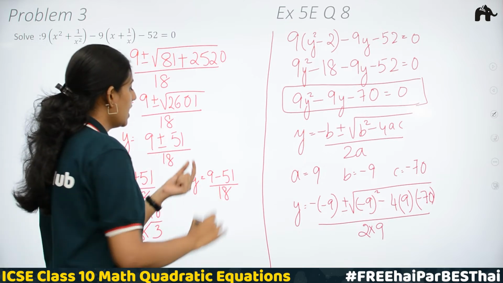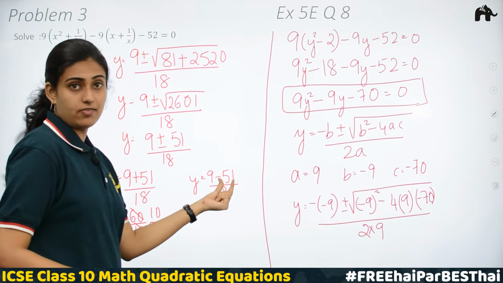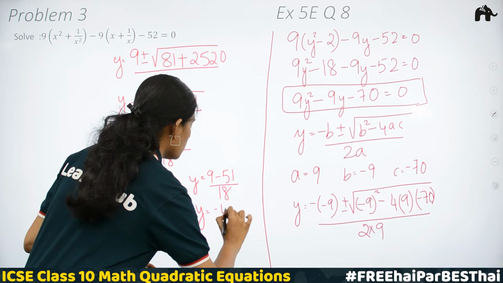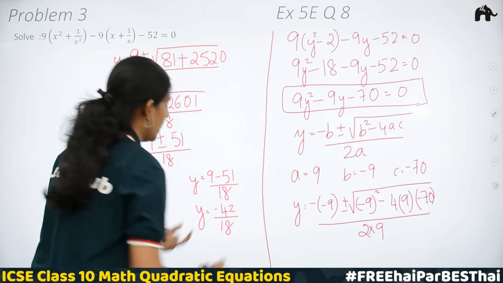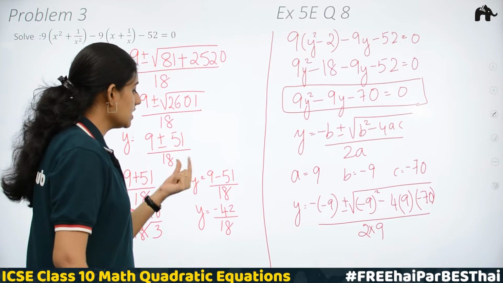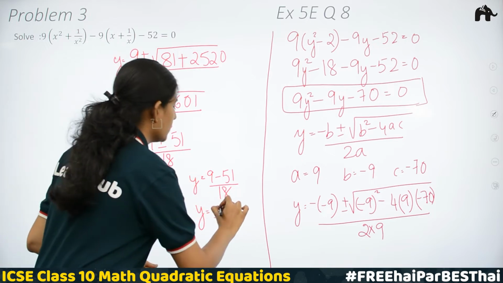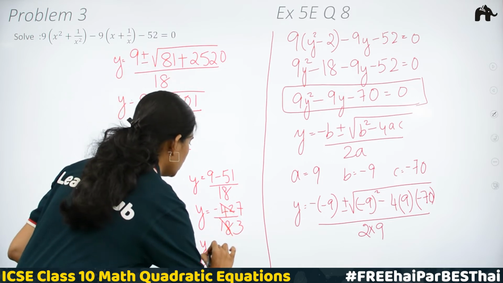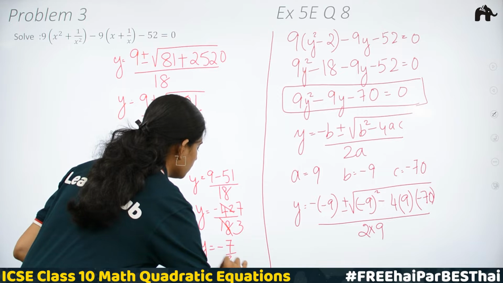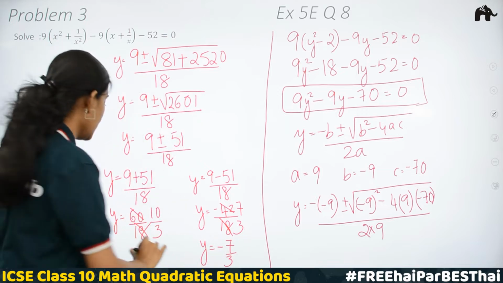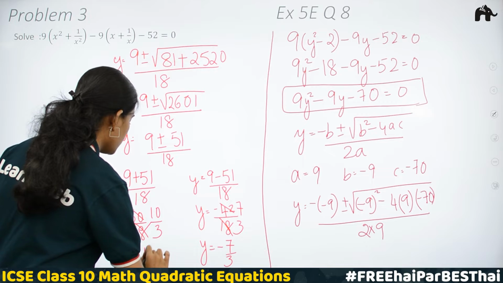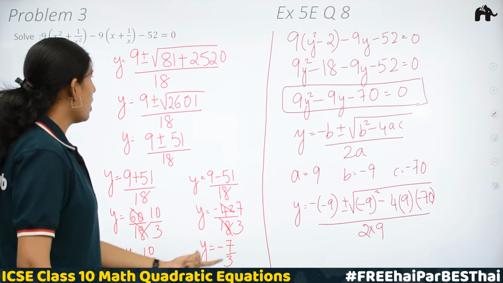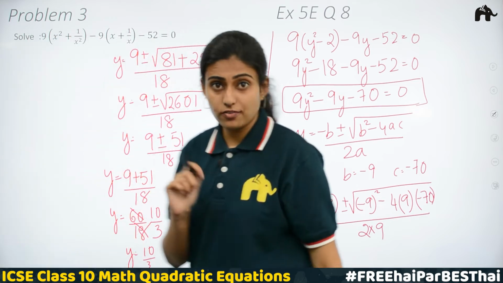Next value, 9 minus 51, that is minus 42 divided by 18. Y is equal to minus 42 divided by 18. Again cancelling with 6, you will be getting 6 into 7 is 42, that is, here you get 7, and 6 into 3 is 18. That is y equal to minus 7 by 3. So, the two possible values of y are y is equal to 10 by 3 or y is equal to minus 7 by 3. Now, we need to find the value of x.